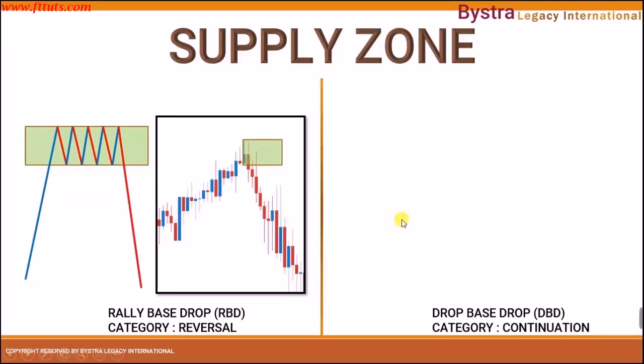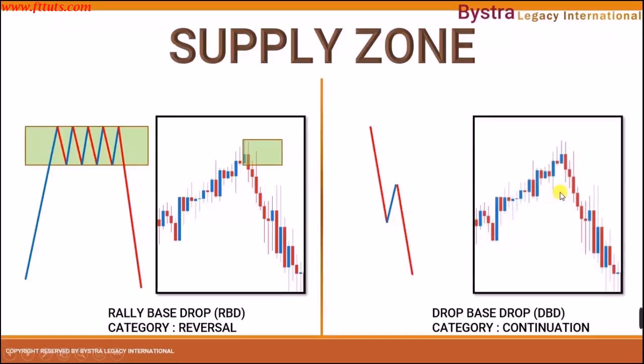Let's have a look at the Drop Base Drop. The Drop Base Drop has a pattern similar to this. We go to the candlestick chart and mark our zone. So this is a drop. This blue area is the base, and drop. And we mark it on the candlestick chart. Here we can see the drop. This blue color is the base, and drop. This one could also be a Drop Base Drop. This can be a Drop Base Drop as well.